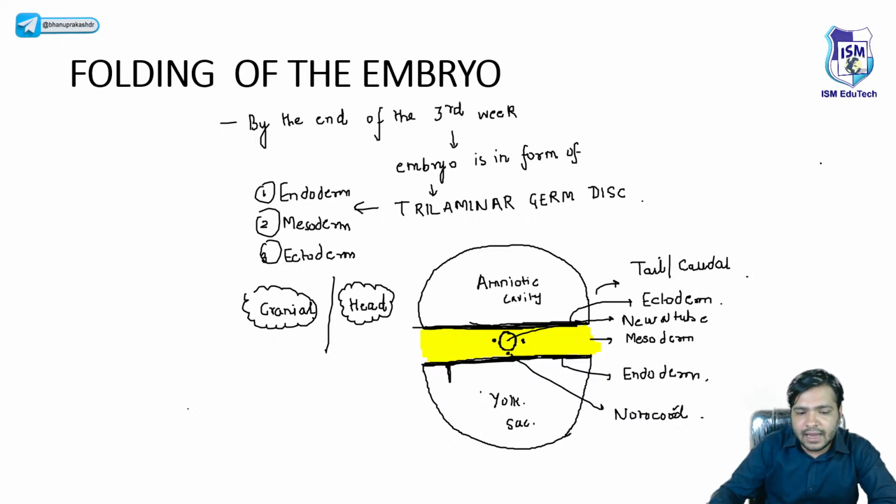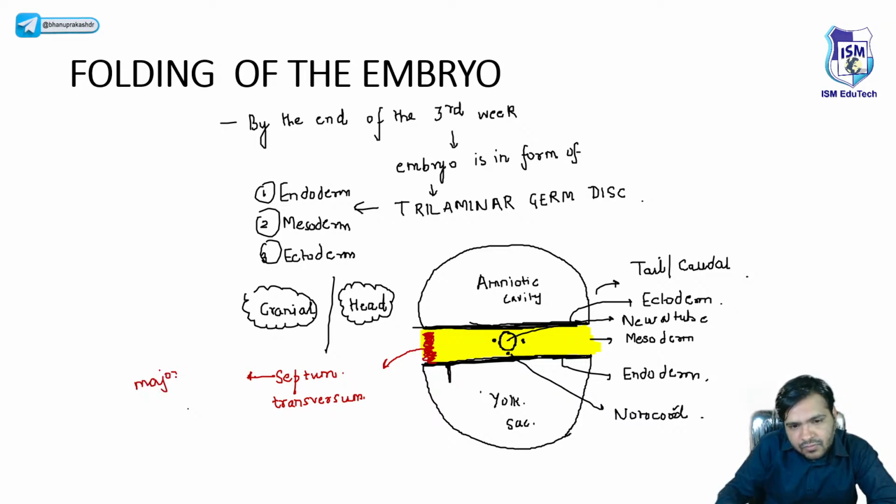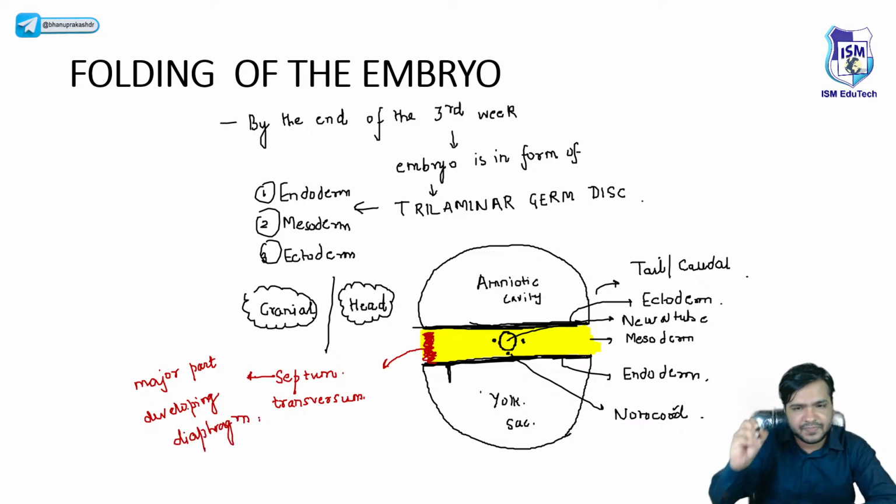Now, guys, you are very well aware that towards the cranial end we have a structure in this particular mesoderm that is called the septum transversum. It is also developing. This structure we will discuss in detail, no need to worry, you just have to write it down right now. It is the major part which develops the diaphragm. So this is the septum transversum.